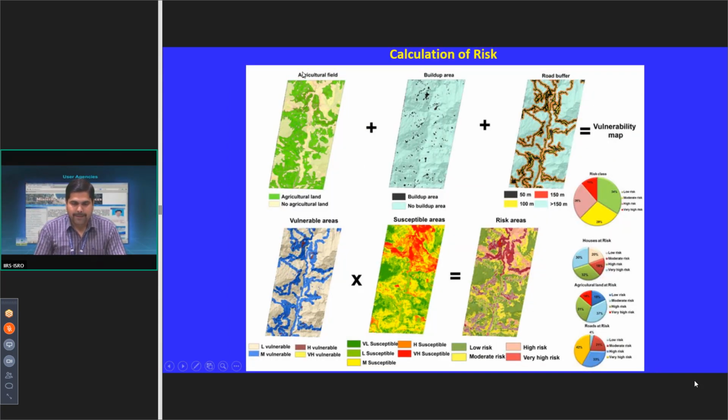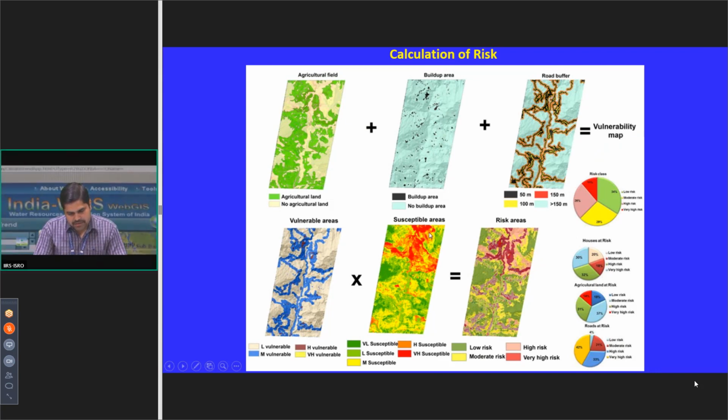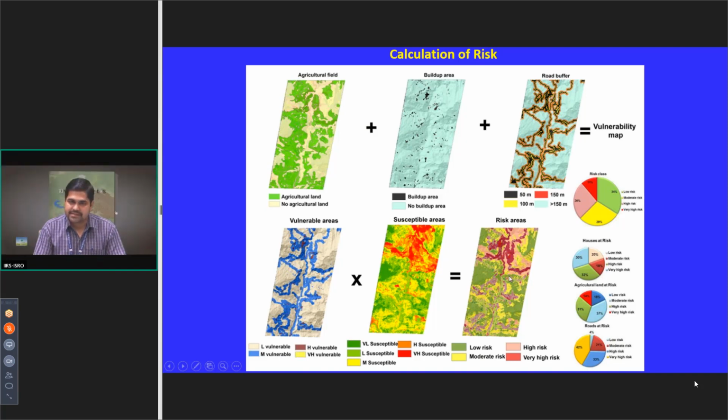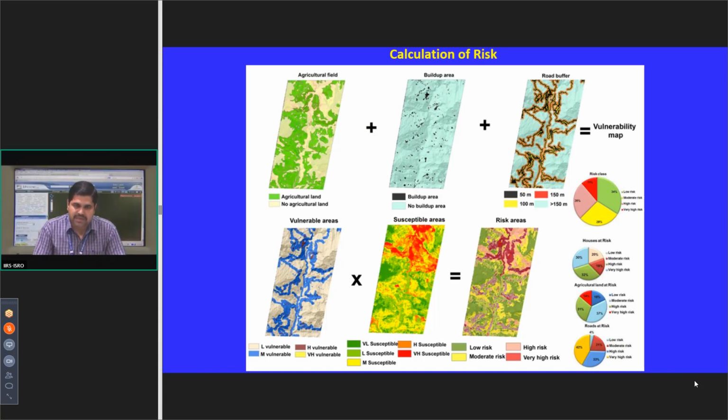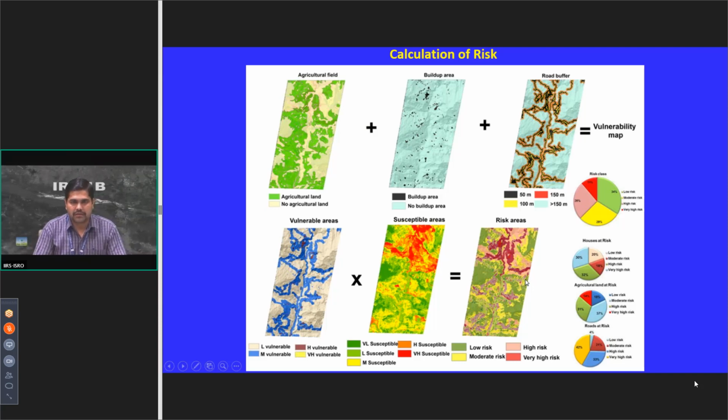Now, agriculture, built-up, and road give you the vulnerability map. So vulnerable areas crossed with susceptibility give me risk. There are other factors like factor of safety and socioeconomic factors that also are to be integrated in the calculation of risk. But as of now, we're not considering those. So my risk here in this example simply means that we have considered the susceptibility and the vulnerability.